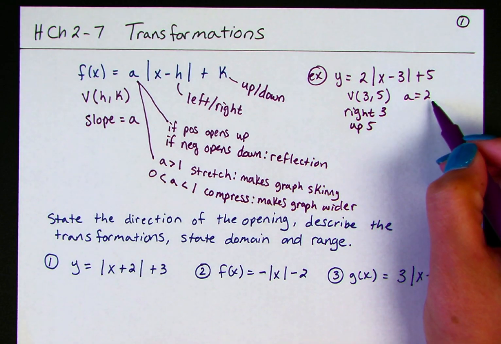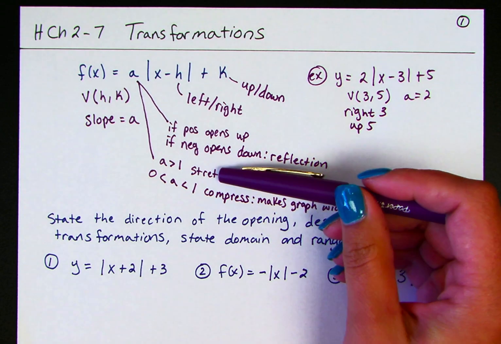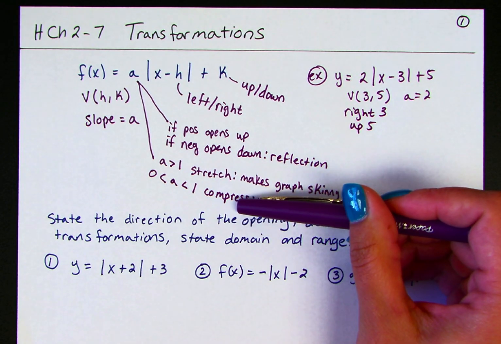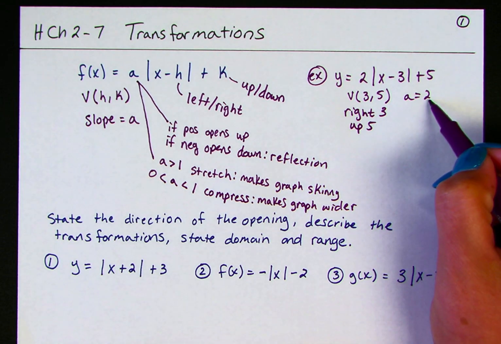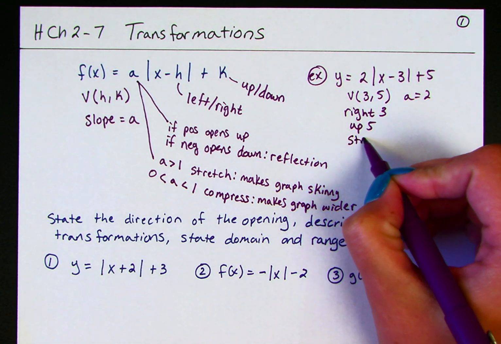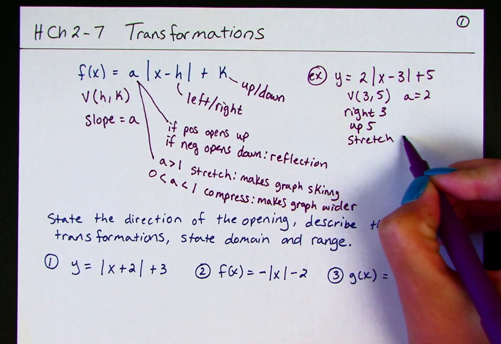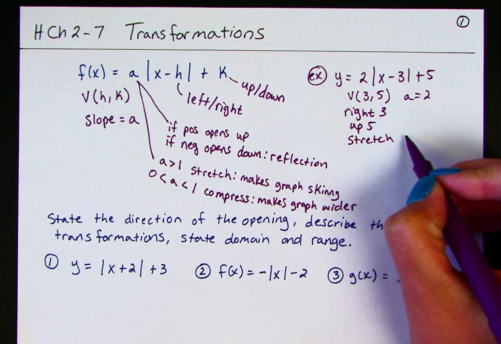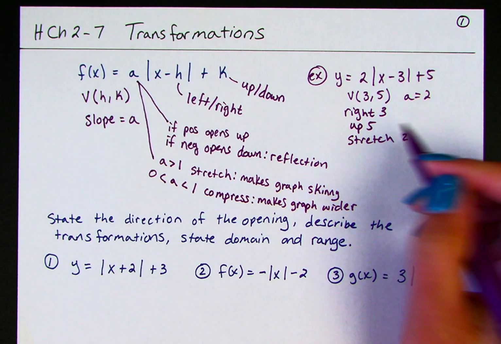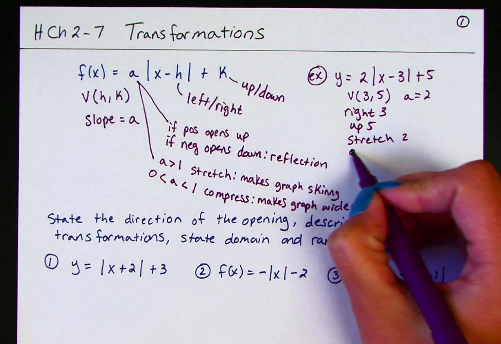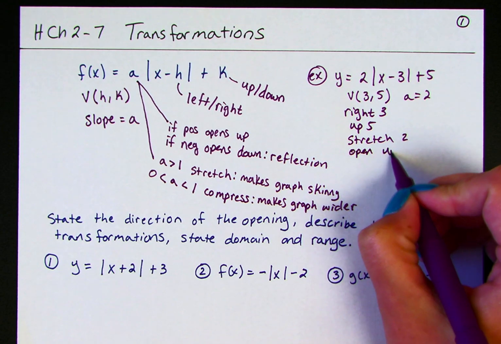And then if our A value is anything other than 1, we are either going to have a stretch or compress. And if it's negative, that would be the reflection. Since this is bigger than 1, I would say that there was a stretch, which means when we graph it, it's going to be skinnier than normal. And because this is positive, this is going to open up when we graph.